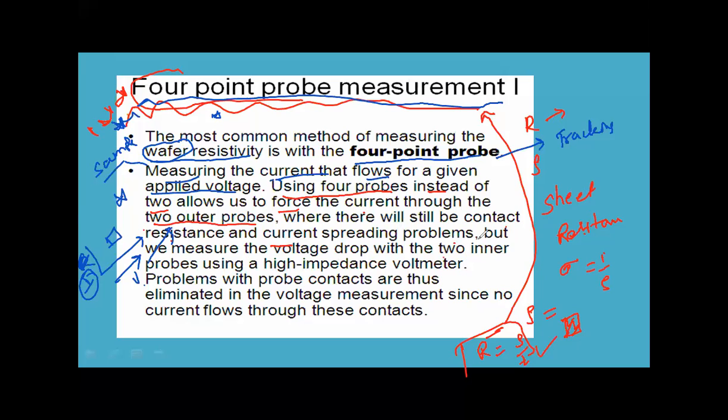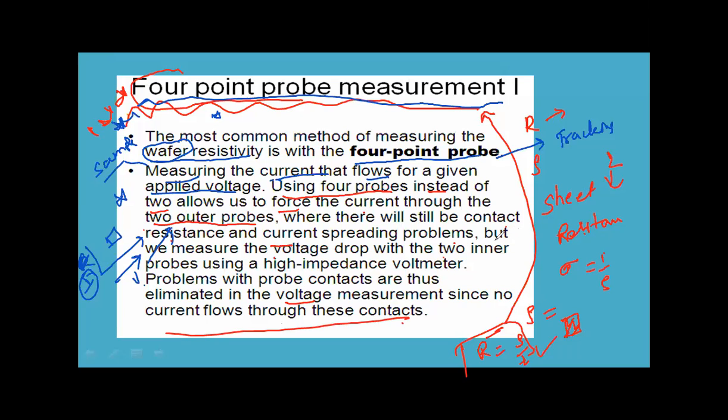With the help of two probes, what do we do? We measure the voltage drop with the two inner probes using a high impedance voltmeter. So problems with probe contact are eliminated in the voltage measurement, since no current flows through the contacts. I'm going to show this experiment, don't worry.